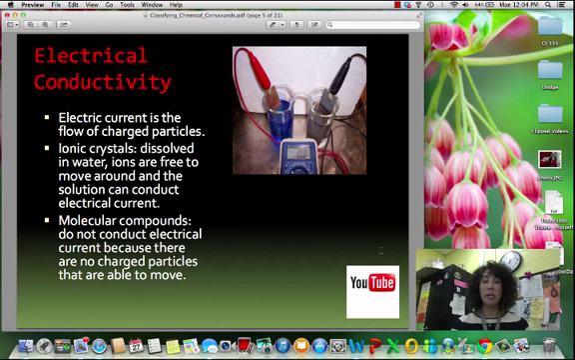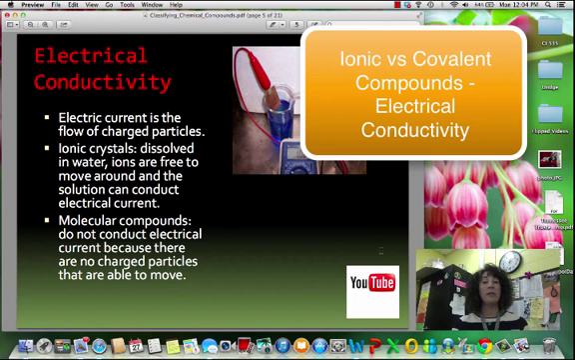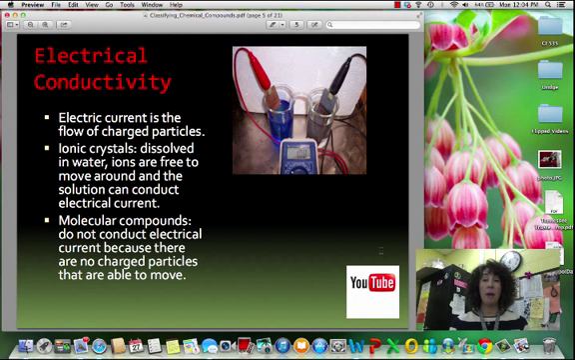Okay, conducting electricity. We know that electricity is the flow of charges. So it really makes sense that if something is going to dissolve into water, into the ions, the positive and negative that make it up, that it's going to conduct electricity very well. And in fact, ionic crystals do that. They will dissolve in water. Those ions are free to move around, and we get good conduction of electricity. Now, molecular compounds, they don't conduct electric current because there aren't a lot of charged particles in there that make that electricity able to move. Because those molecular compounds are not breaking down into ions.